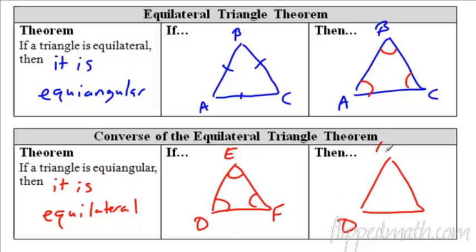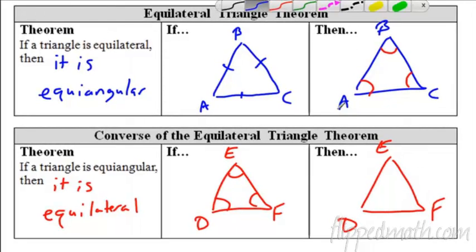On DEF, we've got all the angles are the same. So then we're looking at all the sides must be the same as well. Pretty cool. I know it kind of makes sense once you see it, but we may need both of these for our proofs coming up, which I'm pretty fired up about.